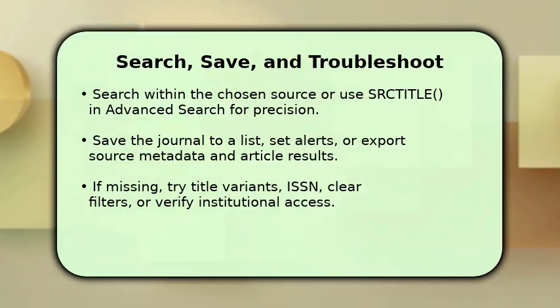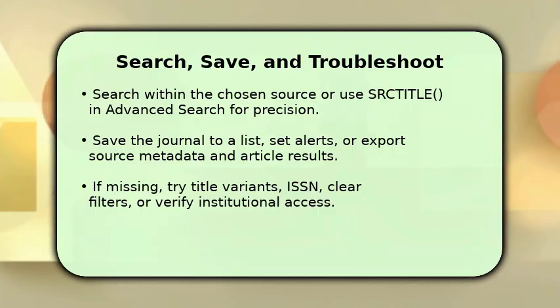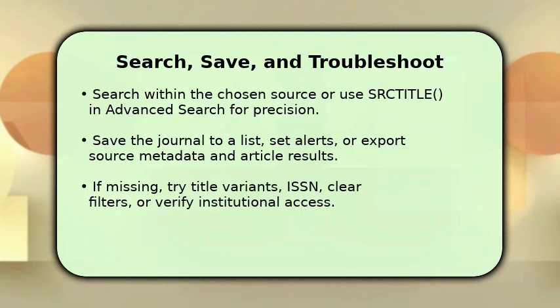Once you have results, save the journal to your profile, set alerts for new content, or export metadata and article lists for analysis. If you can't find the journal, try title variants, enter the ISIN, clear any restrictive filters, and confirm your institution's subscription. Those steps usually resolve access or discovery problems.